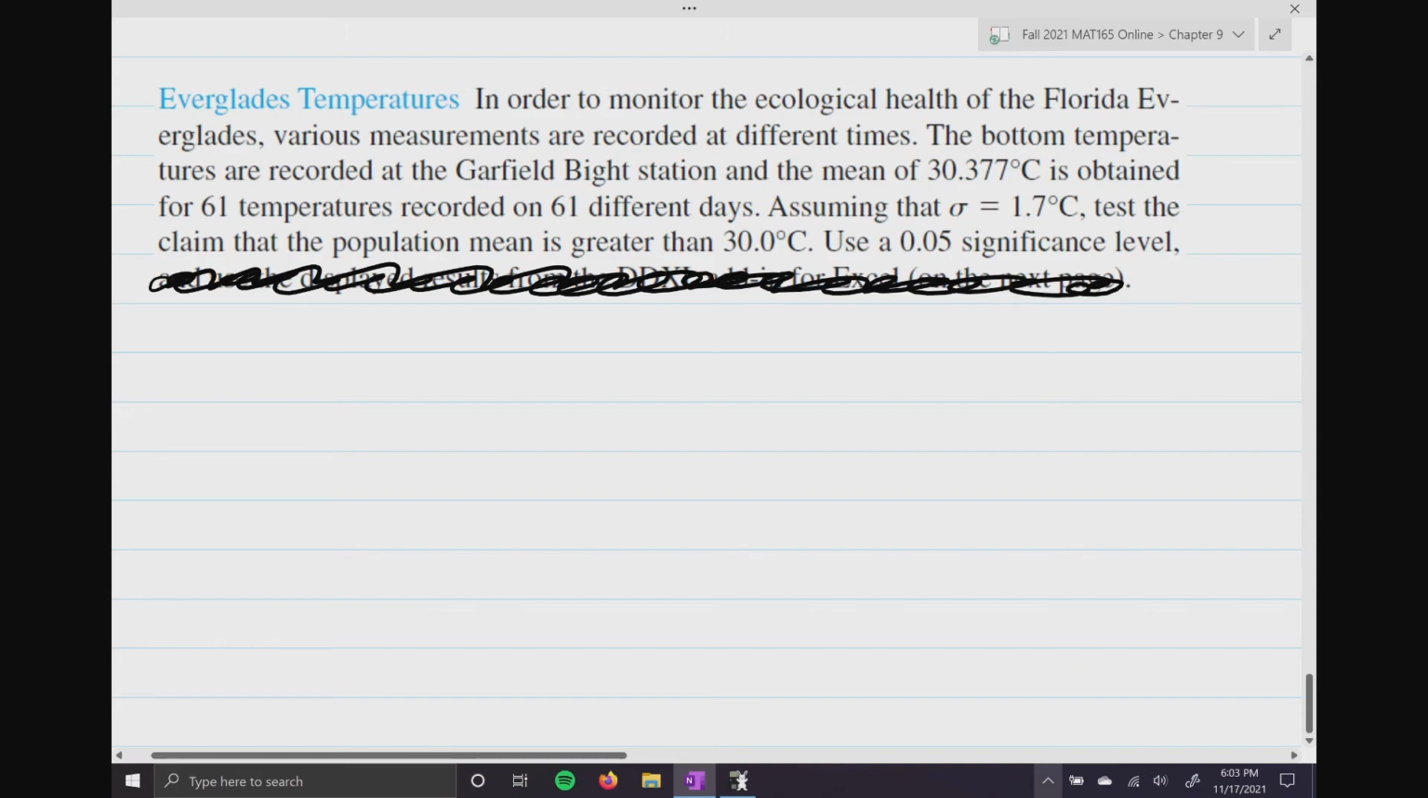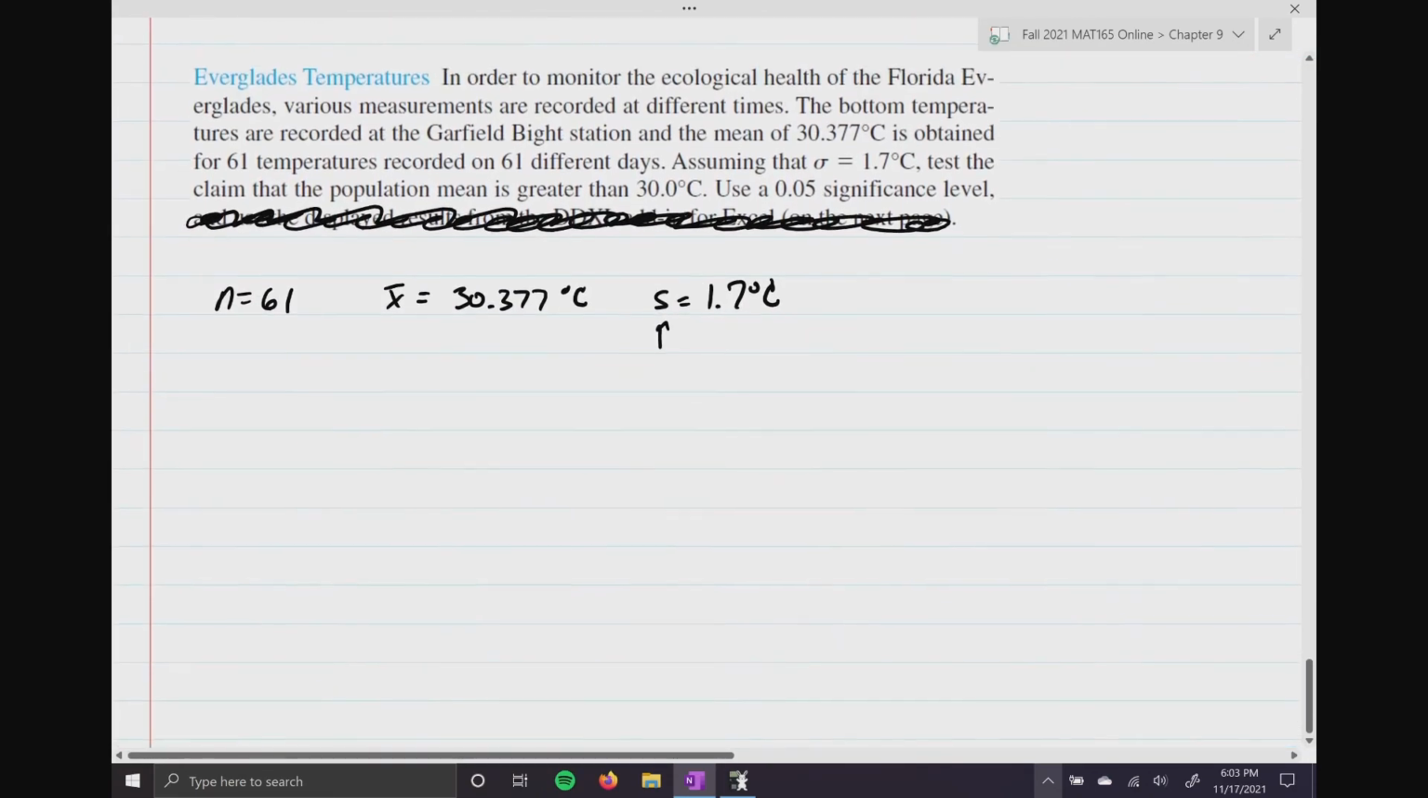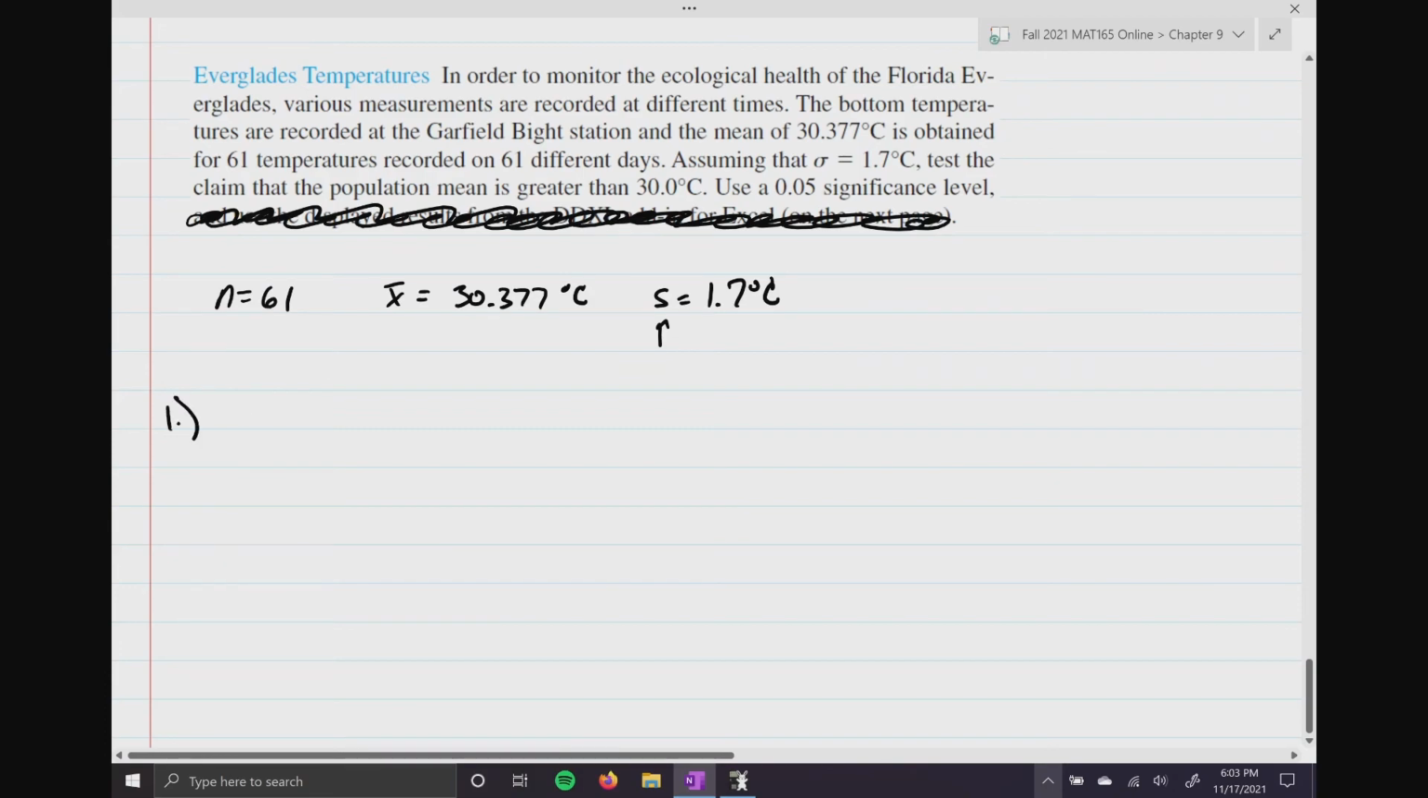All right, so remember, let's write down some important pieces of information here. We have n equals 61, x bar is 30.377 degrees Celsius, and the standard deviation is 1.7 degrees Celsius. Now remember, if our sample size is large, 61, which it is, we can say sigma and s are basically the same thing, okay? So now, step 1, let's find our null hypothesis.